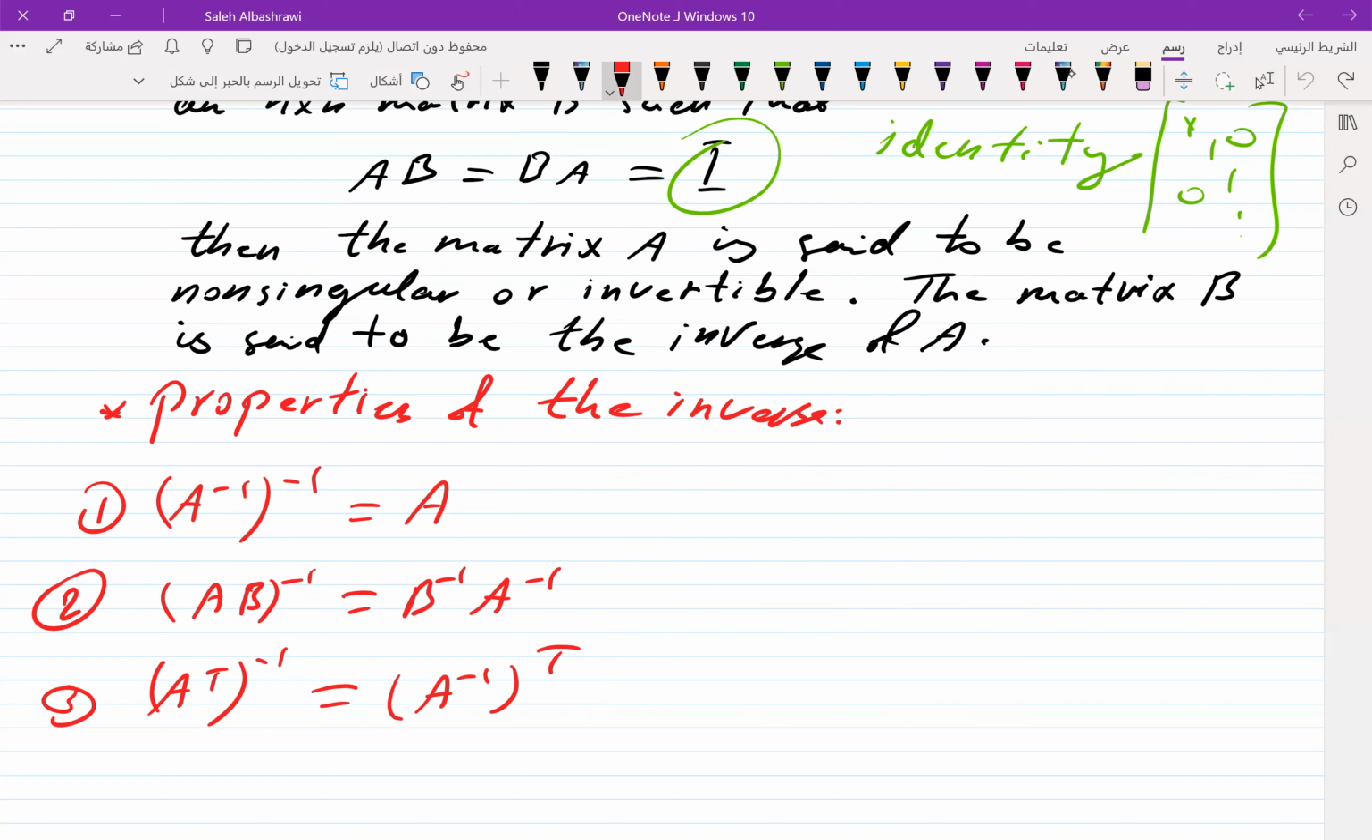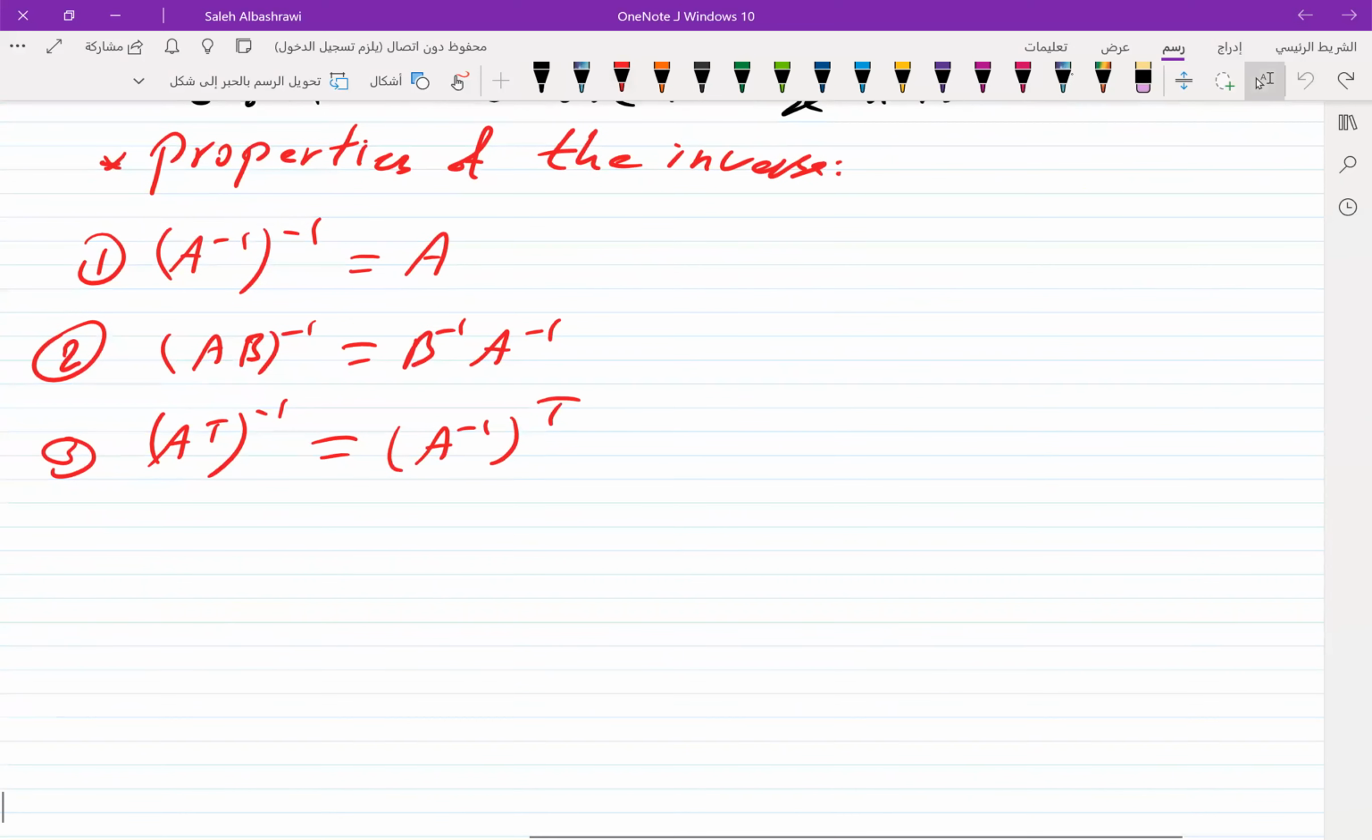But the main question will be how to find the inverse. If we are given a matrix A, how to find the inverse of the matrix? Before doing that, let's speak about the adjoint of a matrix.